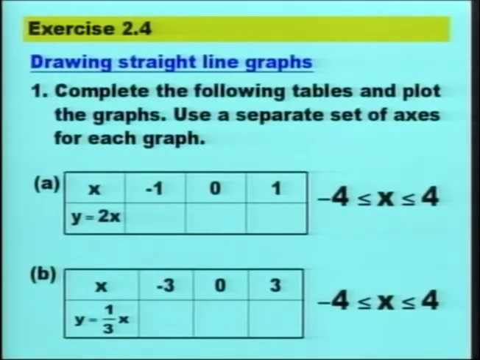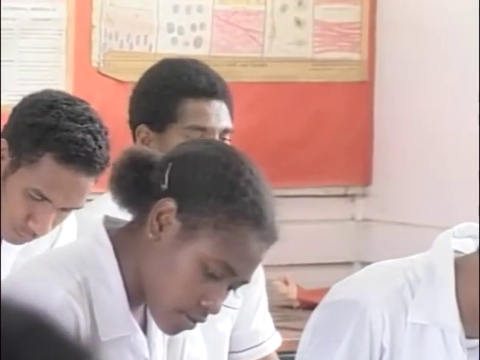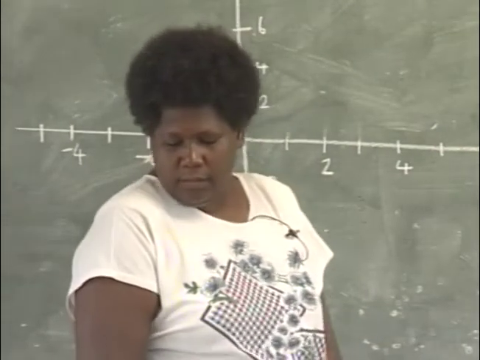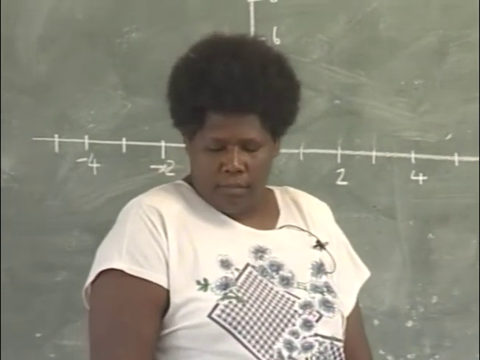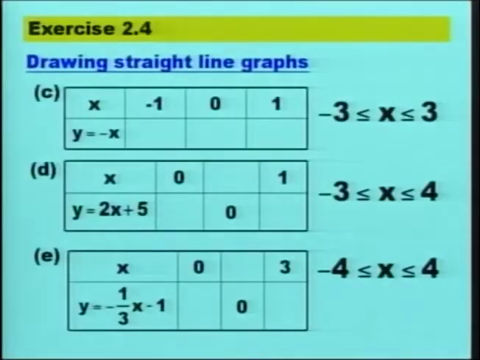Okay, Siegfried, come and draw line A on the board. Line B, Garonamo. Line C, Gabriel Chakumai. Line D, Vui, and E, Chutaili.